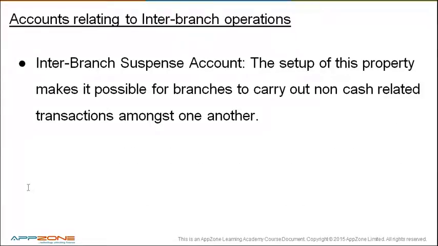Lastly, we have the interbranch suspense account. The setup of this property makes it possible for branches to carry out non-cash related transactions amongst one another. An example of a transaction that can be performed via this suspense account is movement of a fixed asset from, let's say, head office to a branch. A head office may decide to procure, let's say, a printer, and decide to ship it to a branch.